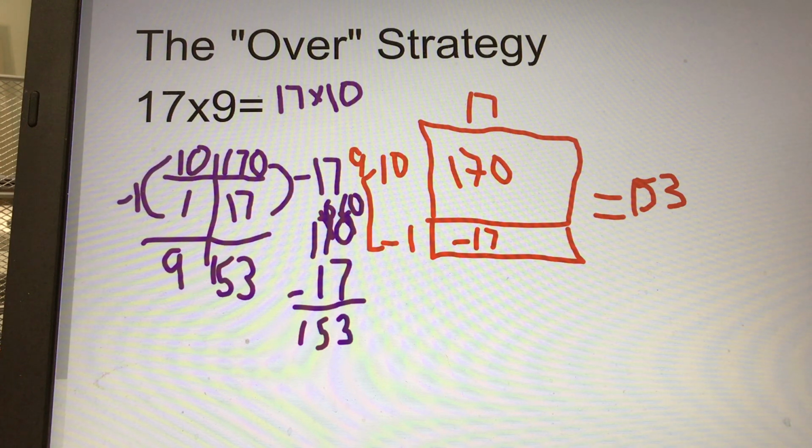On the next slide, you can choose to either do a ratio table or an area model and practice the over strategy.